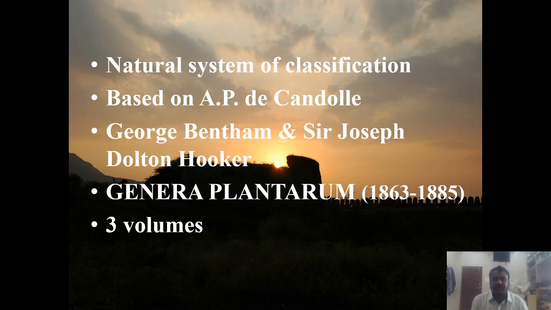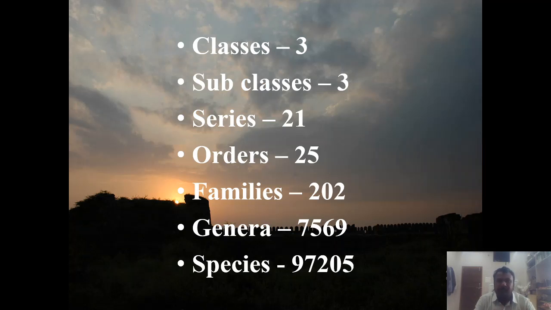It's a natural system of classification. Their classification is based on the Epigynous classification. George Bentham and Hooker wrote their classification in a book called Genera Plantarum, which has 3 volumes. They started writing this book in 1863 and it ended in 1885. That means almost 27 years or 30 years of work, a monumental work with 3 volumes.